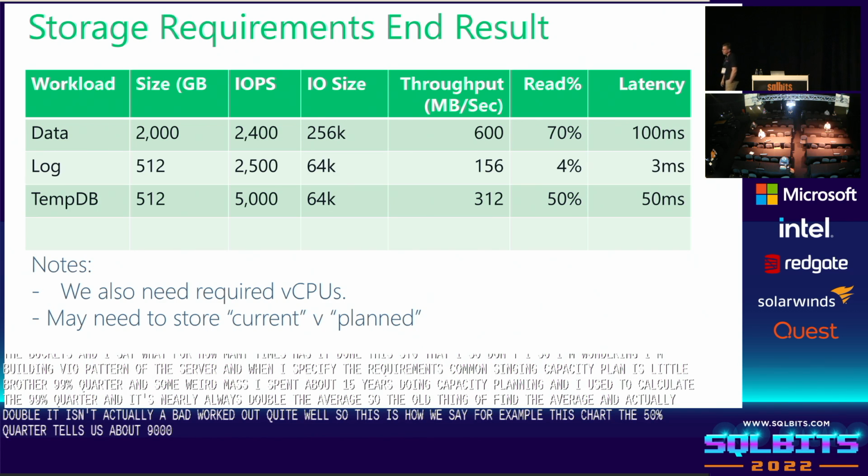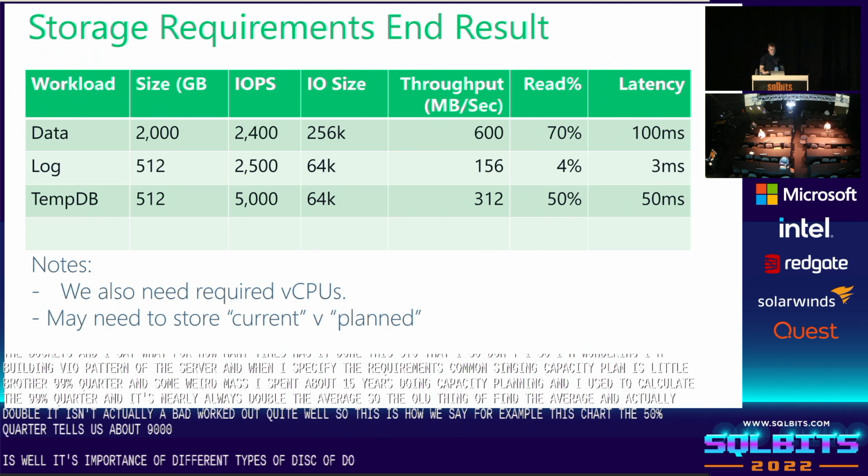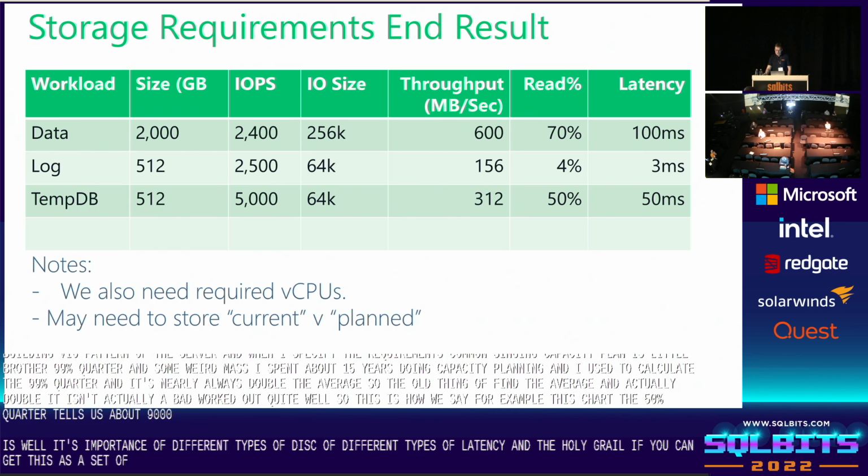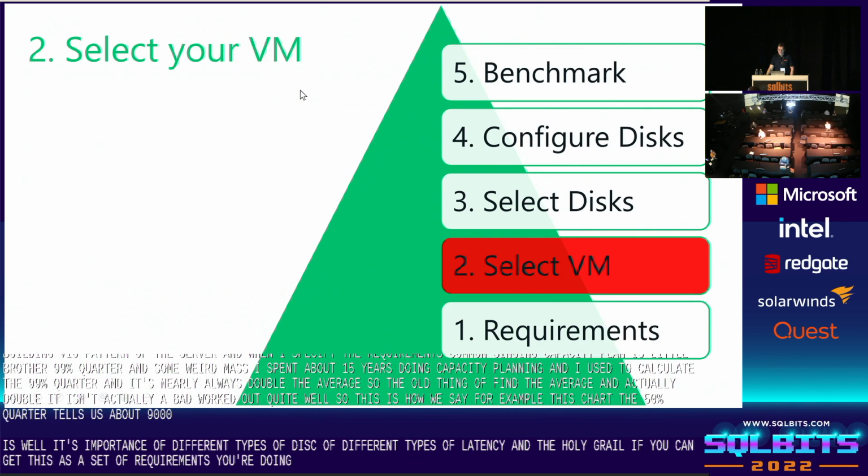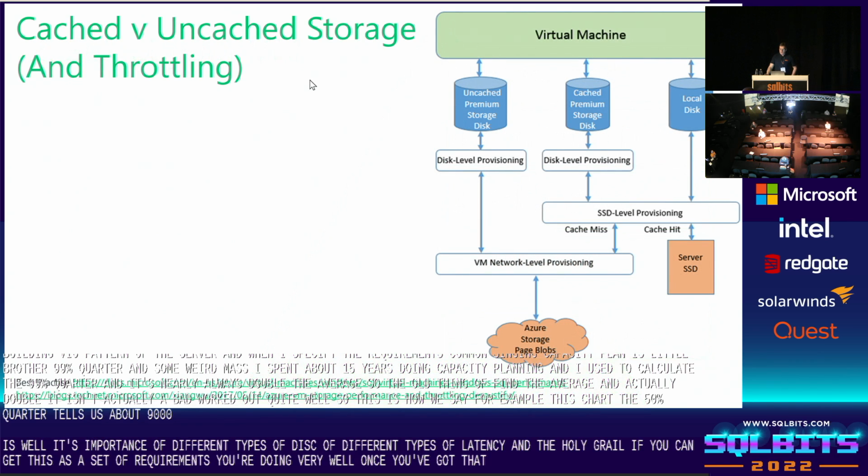Latency as well is important because different types of disk have different types of latency, right? And it's a holy grail. If you can get this as a set of requirements, you're doing very well, right? Once you've got that, you can look to pick your VM in Azure, right?